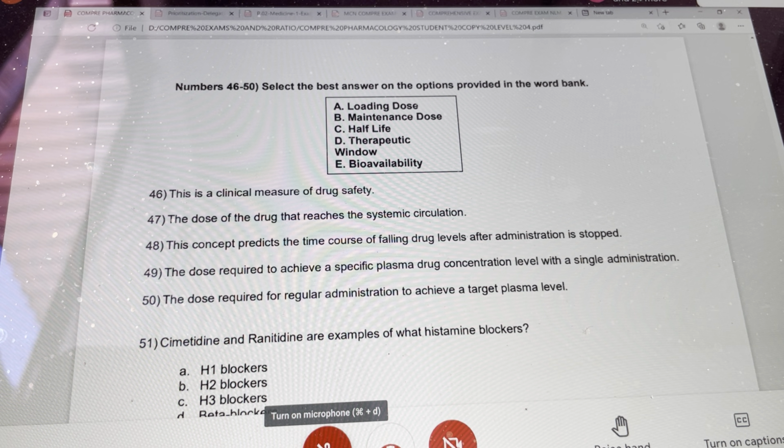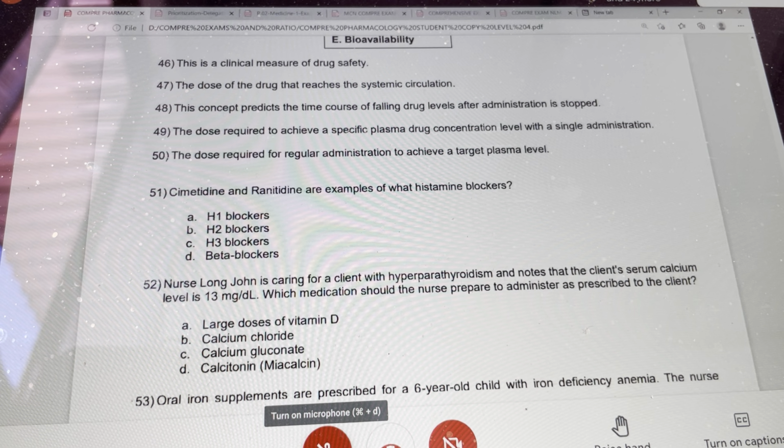Regular administration is the keyword required for a regular administration. That is your maintenance dose. Okay? Maintenance dose. Next, number 51.